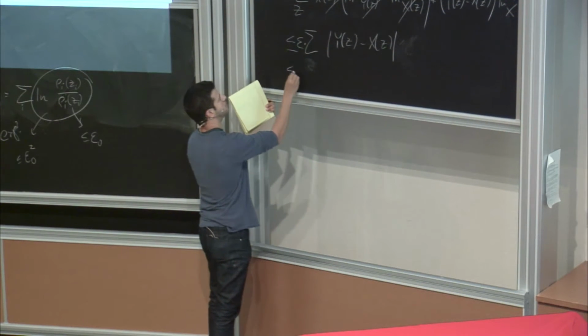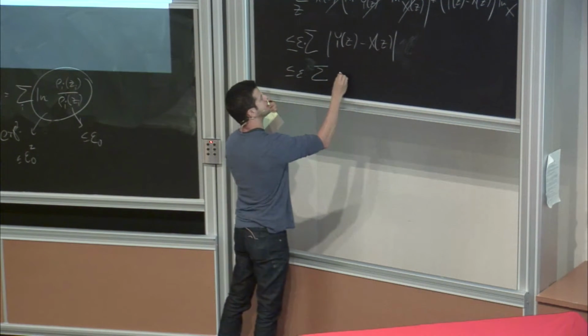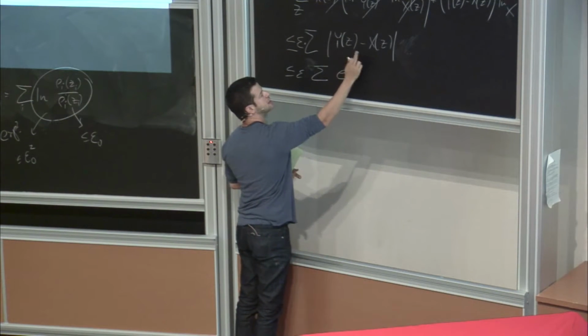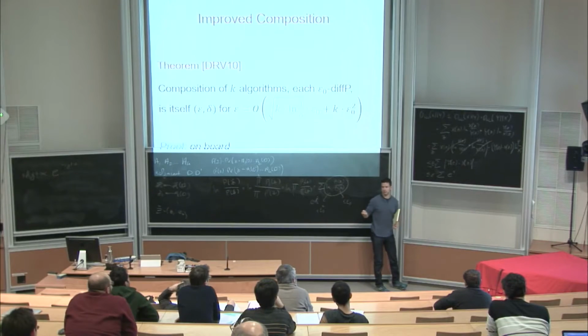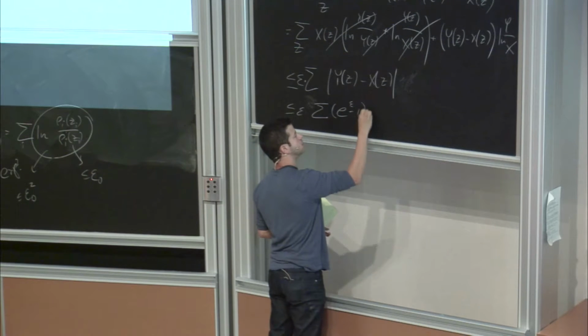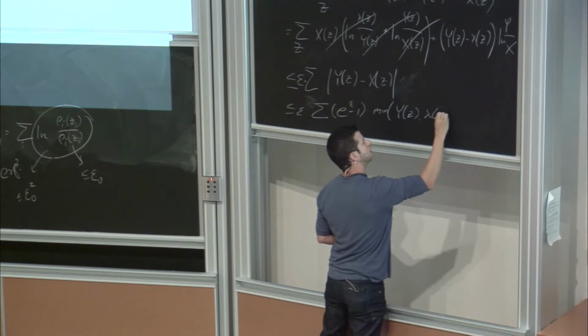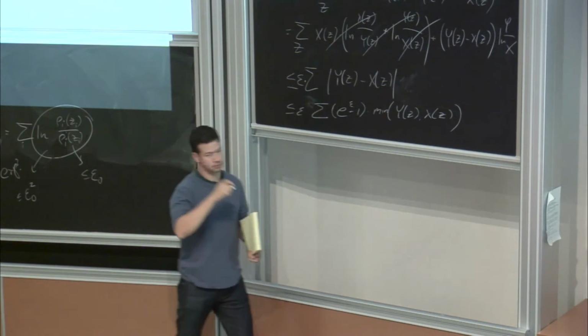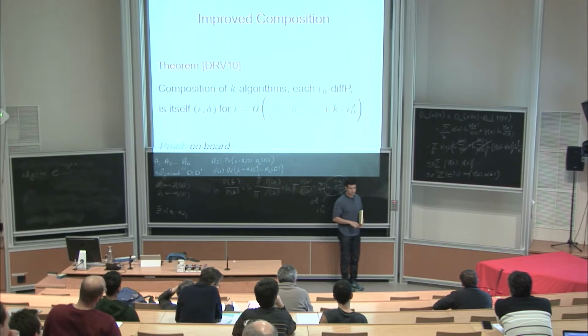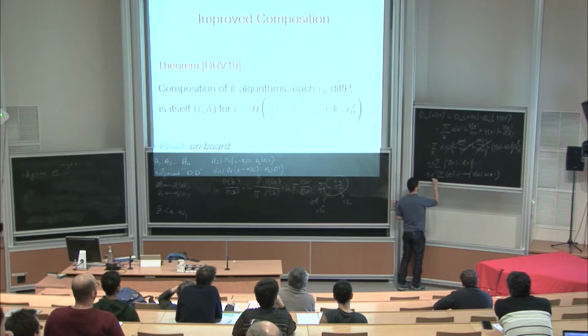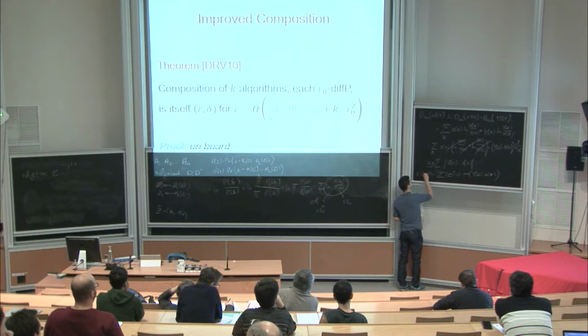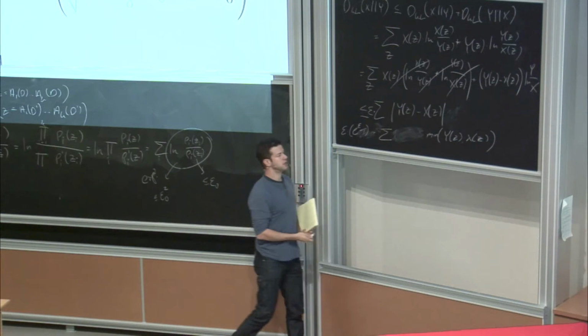too big. In particular, this is at most, remember y of z and x of z are at most an e to the epsilon multiplicative factor apart from each other. So this is at most e to the epsilon minus 1 times the minimum between y of z and x of z, again using this multiplicative bound. So I take the e to the epsilon out. I have epsilon times e to the epsilon minus 1 times the sum of the minimum between two probabilities.